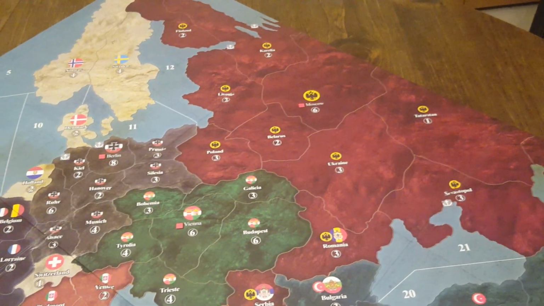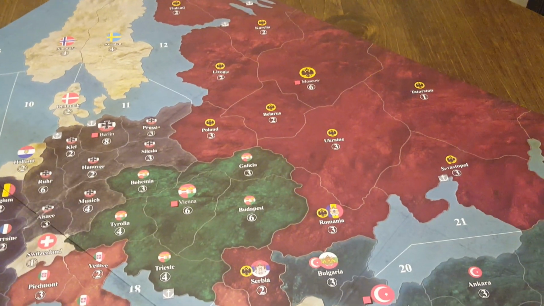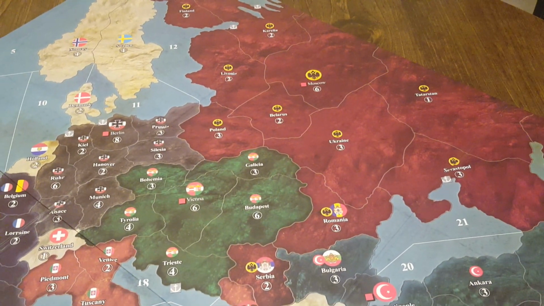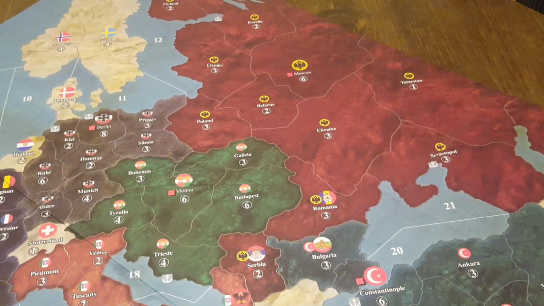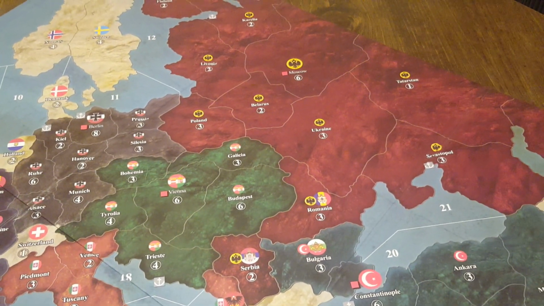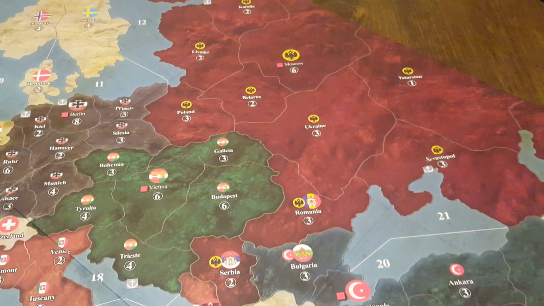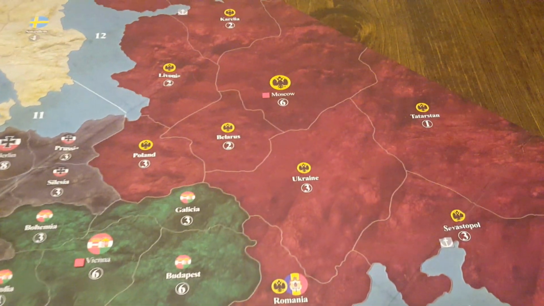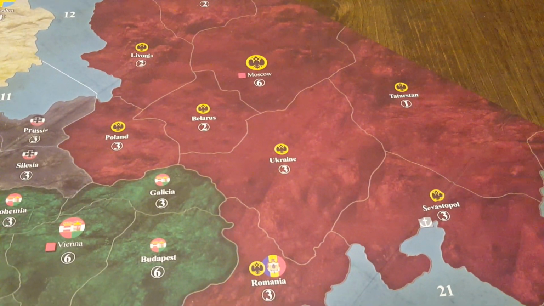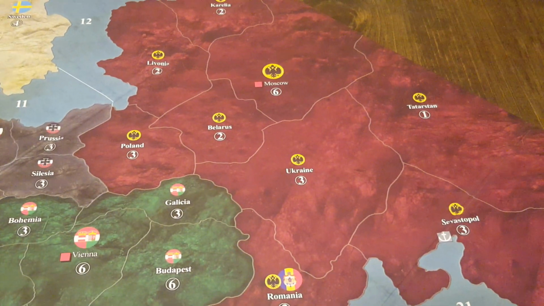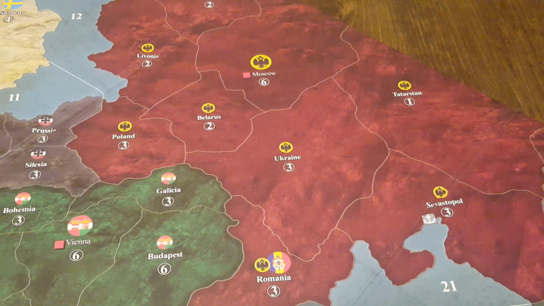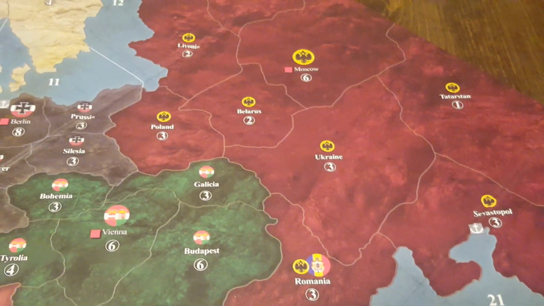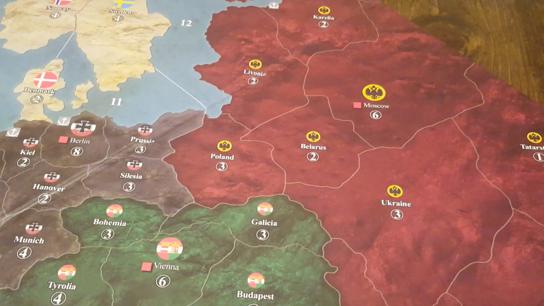In order for the Russian Revolution to occur, there are 3 factors that must all be true. The first one: 3 or more territories adjacent to Moscow, so we've got Moscow over here, at least 3 territories next to Moscow must be controlled. So contested isn't going to do it. It's got to be controlled by the Central Powers. So it could be any 3.